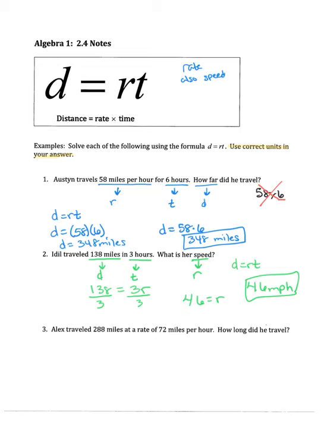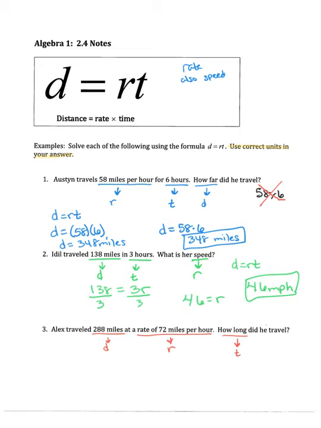Alex traveled 288 miles at a rate of 72 miles per hour. How long did he travel? 288 miles, that would be our distance. The rate is 72 miles per hour. That is our rate. It even says rate. How long is time? So you need to make sure you understand what the words are. We didn't say how many minutes did we travel. We just said, how long did he travel? That is a time. That is time.